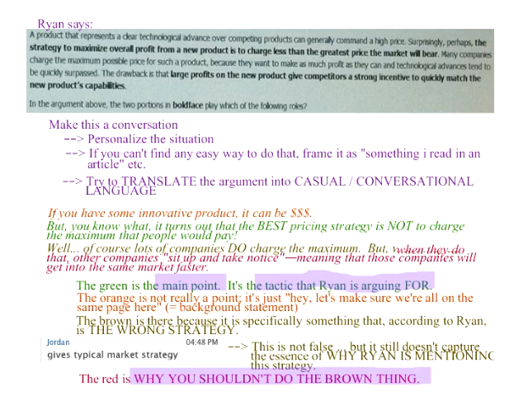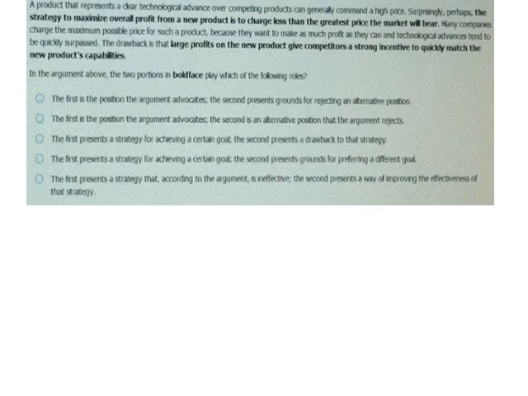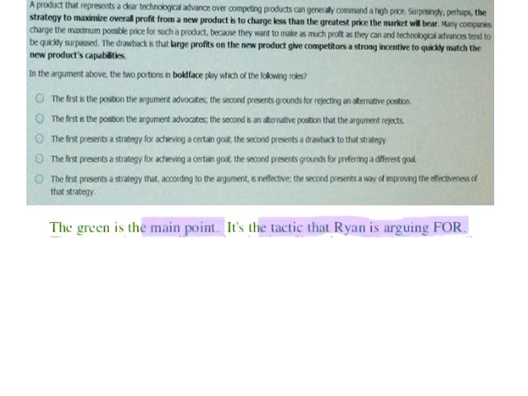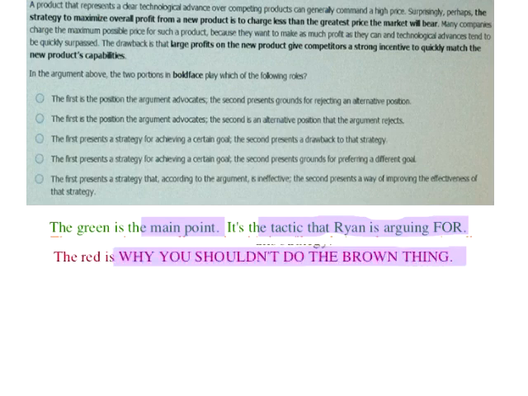All right, let's do one more page here. Okay, now we have answer choices. Now that we have a clear idea in our heads of what these things are, because we're talking to someone whose name is Ryan, now let's look at the choices. Because we're not really equipped to look at the choices until we have a Ryan and a dialogue and something like that. So the green is the main point. It's the tactic that Ryan is arguing for.